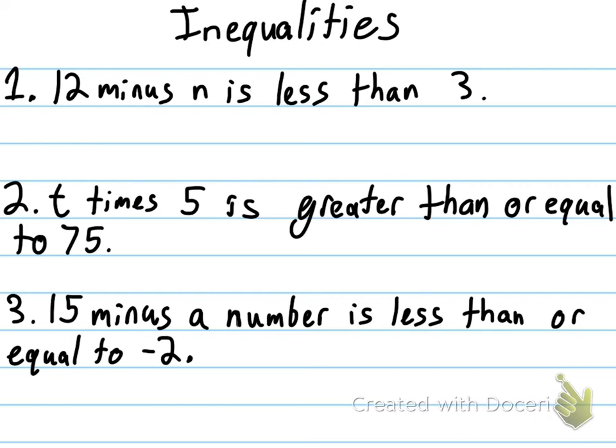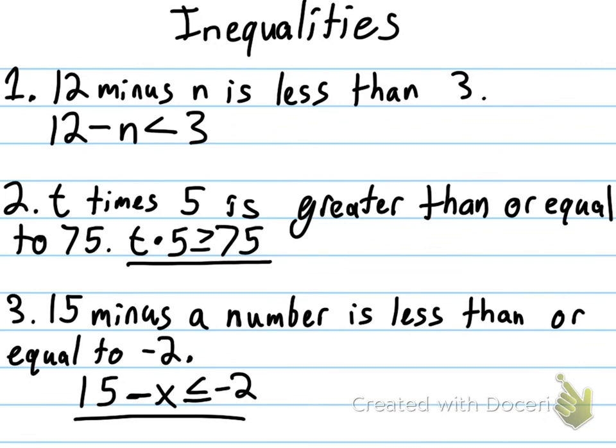So, number 1, 12 minus n is less than 3. So we have 12 minus n, is less than just means a less than sign, 3. So this is all about just breaking down what the words mean. So go ahead, pause the video, and do 2 and 3 with your group now. And here are the solutions to 2 and 3, the phrases, and again, pause the video, check it with your group, and after that we are done.